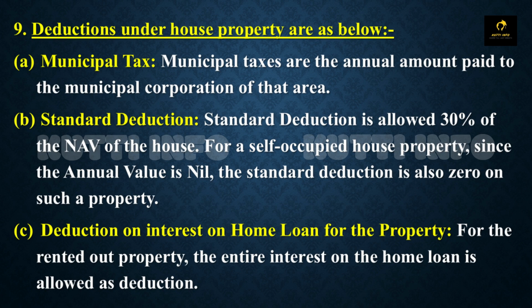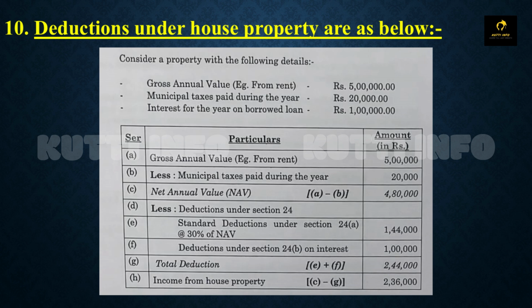Deductions under house property are as below. Municipal tax: municipal taxes are the annual amount paid to the municipal corporation of that area. Standard deduction: standard deduction is allowed at 30% of the NAV of the house. For a self-occupied house property, since the annual value is nil, the standard deduction is also zero on such a property. Deduction on interest on home loan for the property: for the rented out property, the entire interest on the home loan is allowed as deduction. Deductions under house property are as below.